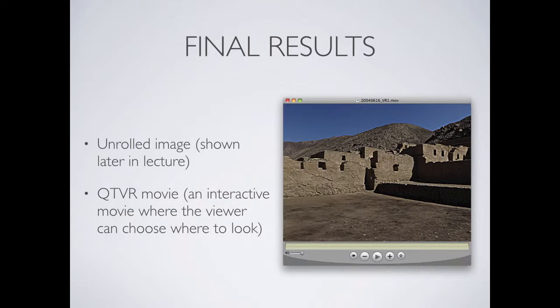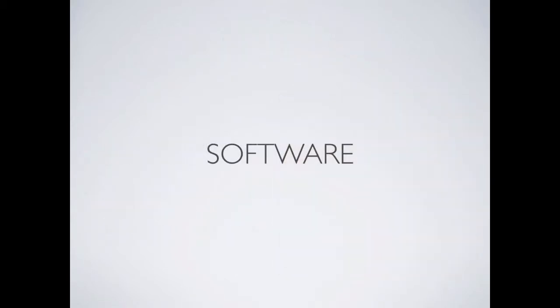Okay, so one is the QTVR interactive panorama. The other is an unrolled image. And I'll show you a bunch of unrolled images a little bit later on in this. So in terms of software, how do we process this?